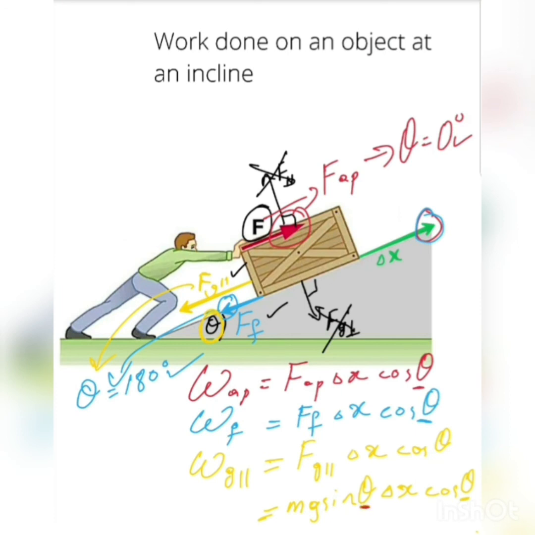So remember, the theta that we have here is the angle of the incline. Then the theta that we have there is basically the direction of that particular FG parallel, of which it is opposite to the displacement of our particular object. So this is how you would go about calculating each respective work that is done by each force that is there on an object that is moving at an incline.